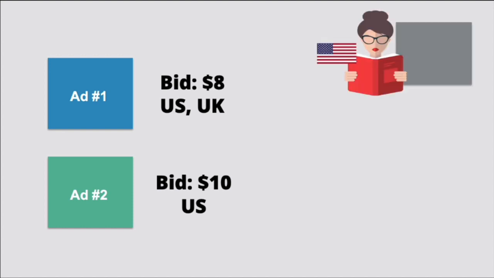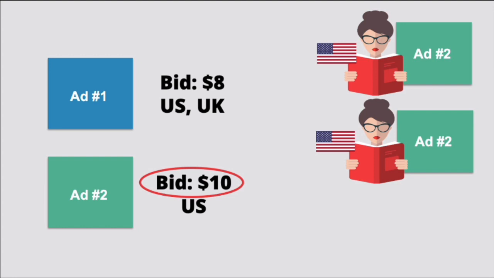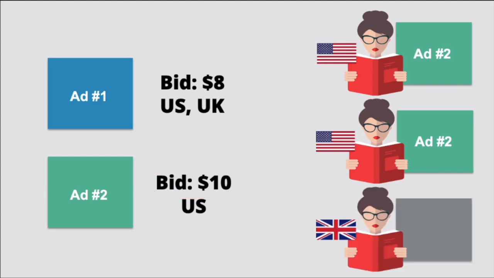For any reader in the US who falls into this audience and opens their email, ad number 2 has the highest bid, so ad number 2 will win those impressions. When a reader from the UK who falls into this audience opens an email from BookBub, ad number 1 is the highest bidder for that impression. But you can see that if these ads continued to run at the same time, ad number 1 might never be able to win any impressions among readers in this audience who are based in the US.